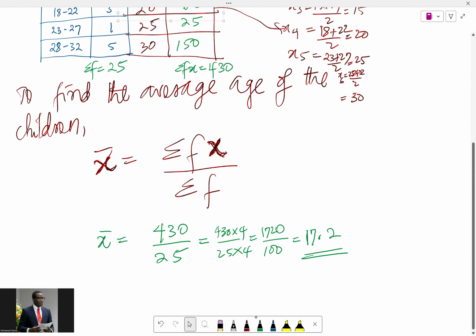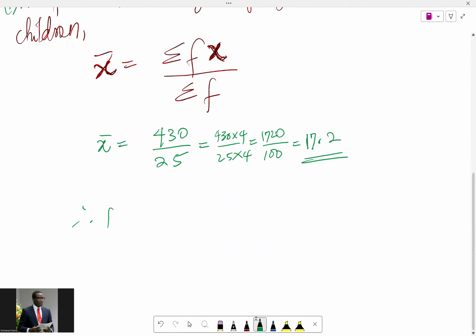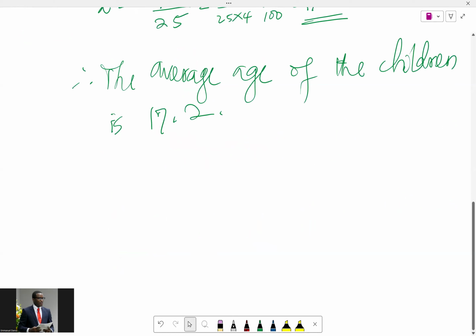So what we need is x bar. So you can say, therefore, the average age of the children is 17.2. Okay. All right, then. So we can move on to the second part.